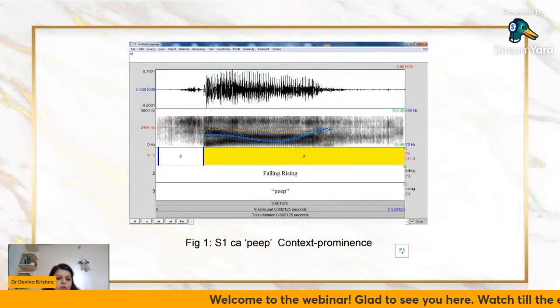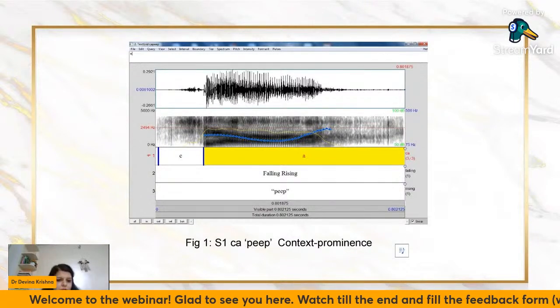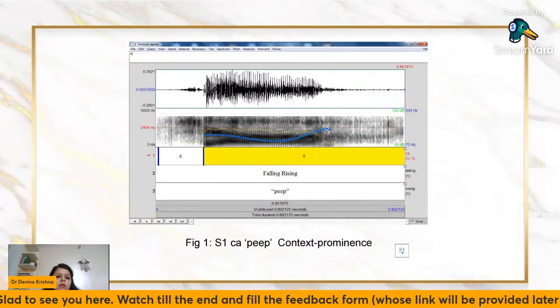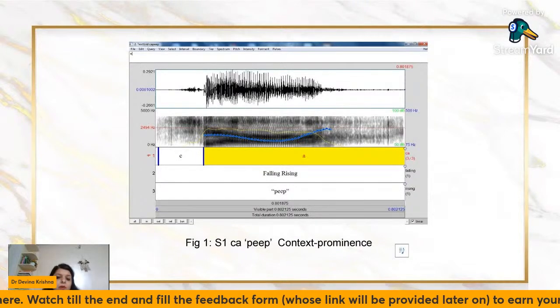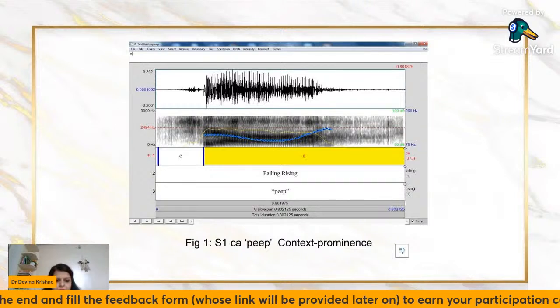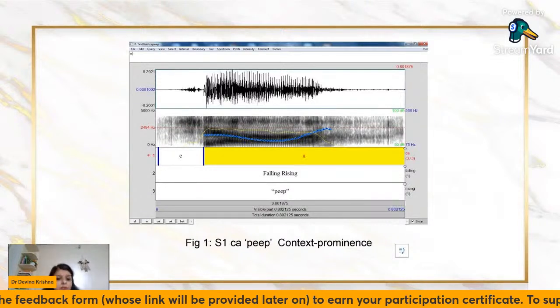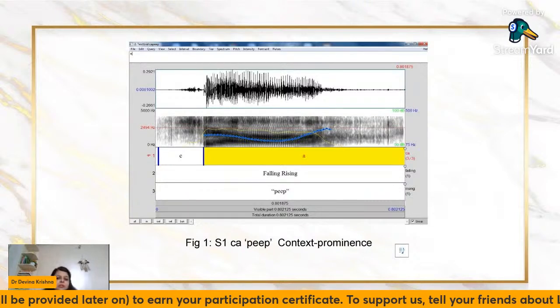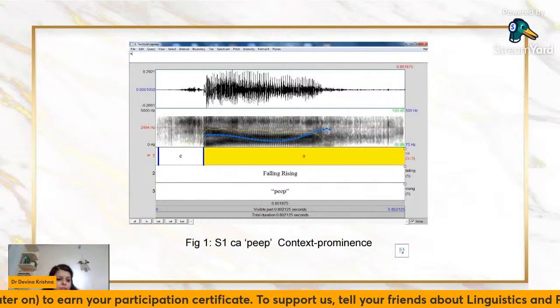So this is the first speaker whom I consulted. This is his or her articulation of the word cha. So this is falling rising, and then I have made tears also. Of course this required a lot of effort.